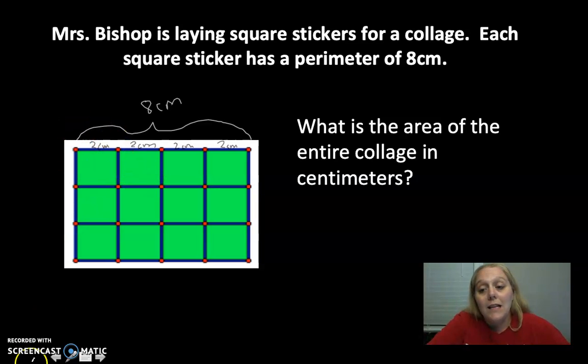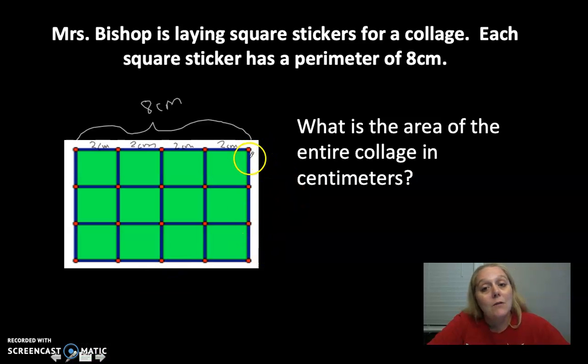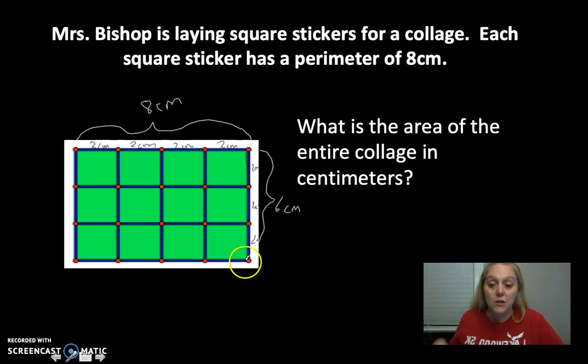All right, so that same reasoning is going to apply to this side of the rectangle too, because remember, all sides of our square units are 2 centimeters. So that means that from here to here is 2 centimeters. That means from here to here is 2 centimeters, which means from here to here is also 2 centimeters as well. So that means that this side is not 3 centimeters. This side is actually equal to 6 centimeters because each one of these sides is equal to 2 centimeters.